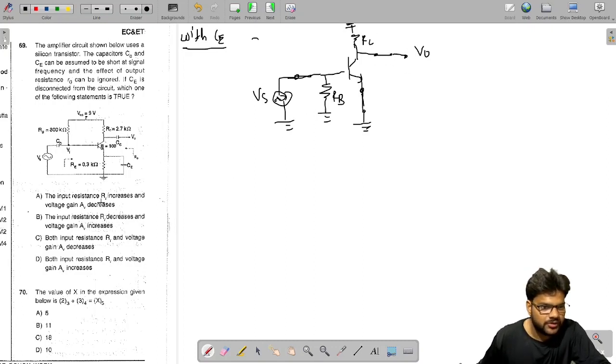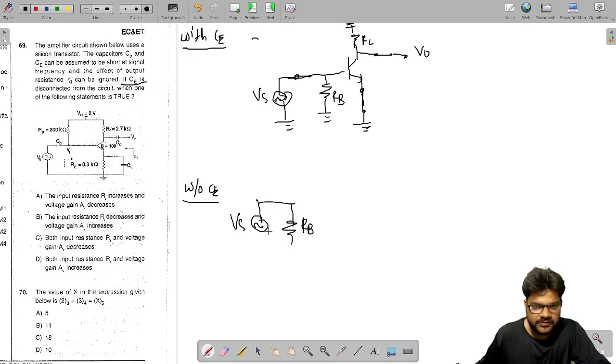Now, the input resistance Ri increases under which condition? If CE is disconnected. So this is with CE, and without CE, what will the circuit be? The circuit will be Vs, then RB will be connected, this is grounded, and there is no CE this time, so this will not be bypassed, then RE will be present here. And this is RC, and output is taken from the collector. So this is V output, and this is grounded for AC analysis.